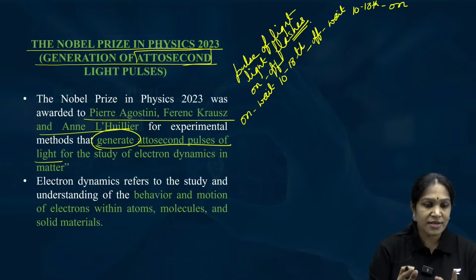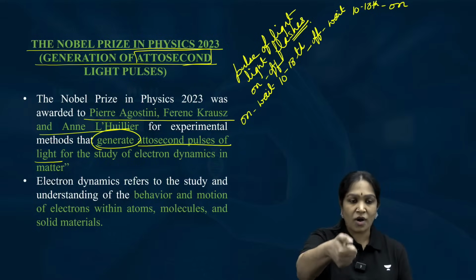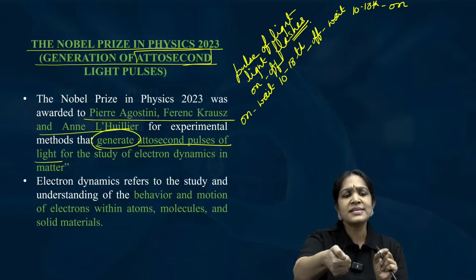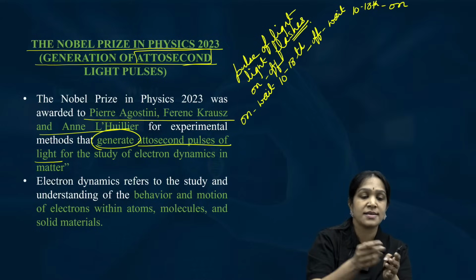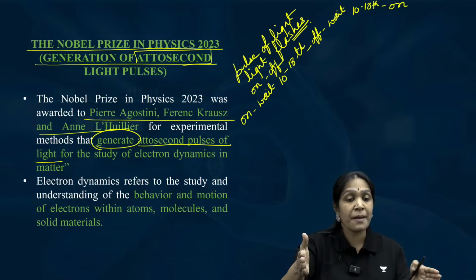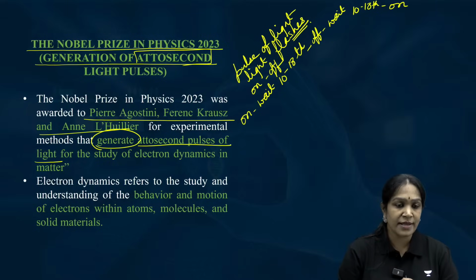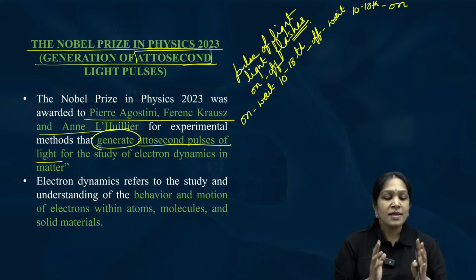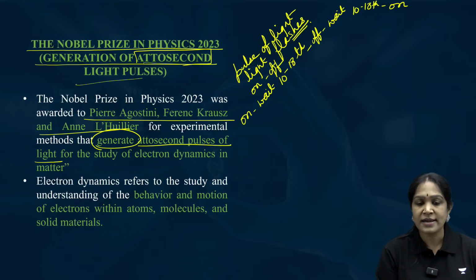Say, for example, I am holding a torchlight. On it for 10 to the power of minus 18th of a second. Just imagine how short a duration that is. Then on, off, on, off. The time gap is just 1 attosecond, that is 10 to the power of minus 18th of a second. So they got the Nobel Prize for the generation of these attosecond light pulses.